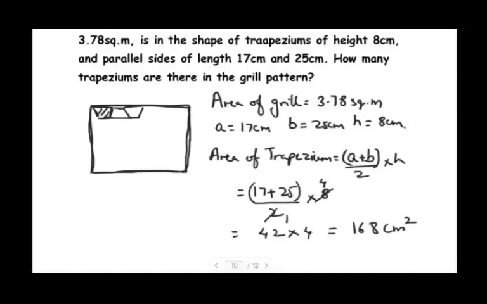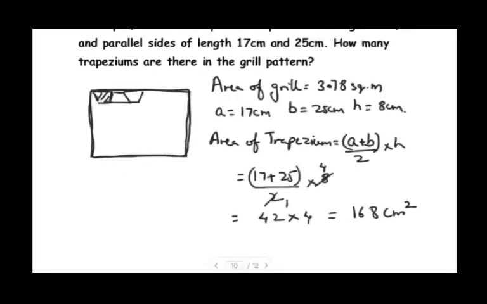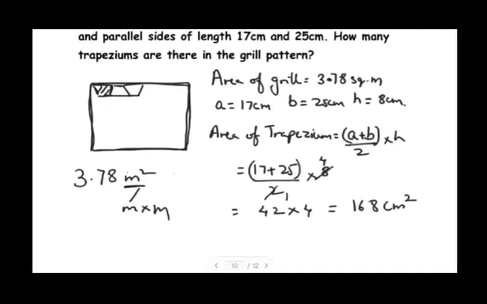So children, to make our sum a little easy, let's remove the decimal. So 3.78 square meters, I shall convert it into square centimeters. Meter square is nothing but meter into meter. 1 meter is equal to 100 centimeters. So that means to convert it into square centimeters, I'm going to multiply it by 100 and again by 100.